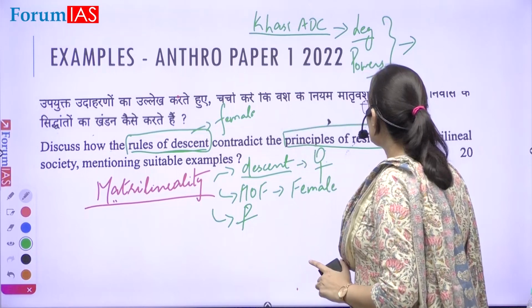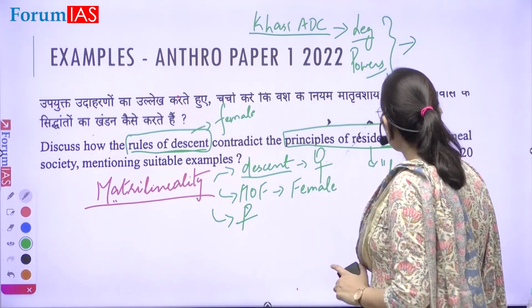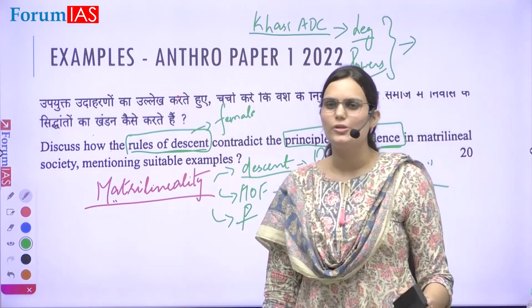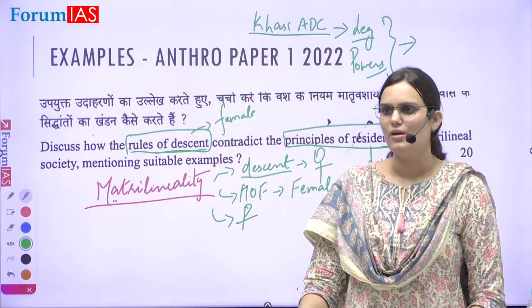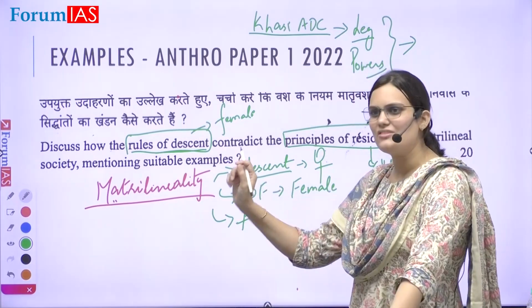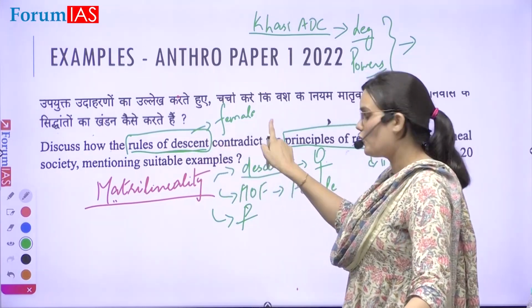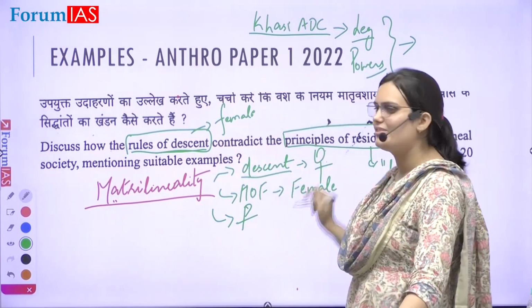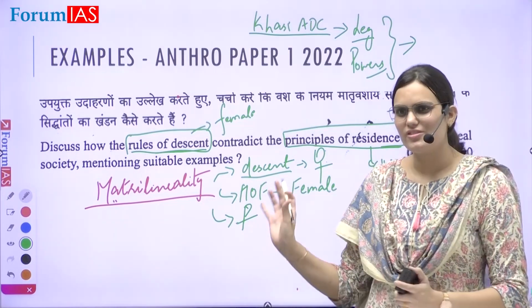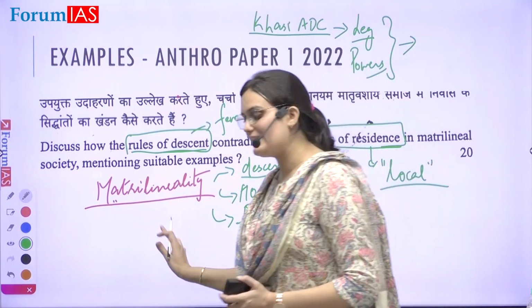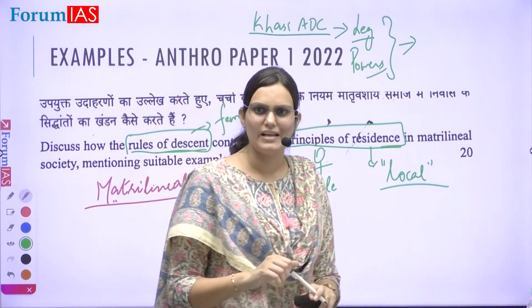Principle of residence. Have you used the terms neo-local, matrilocal, patrilocal, duo-local? You must have heard of these terms. So they are asking us how, in matrilineal societies, principles of descent are contradicting principles of residence. What does this mean? How will you approach this question? This is about matrilineality and the context I have given you. Any ideas?